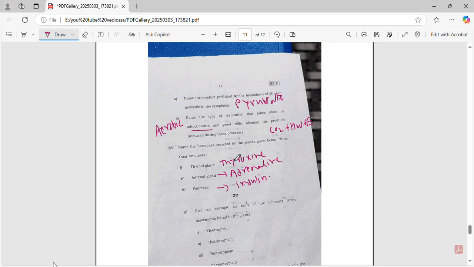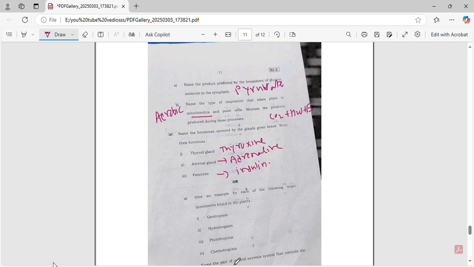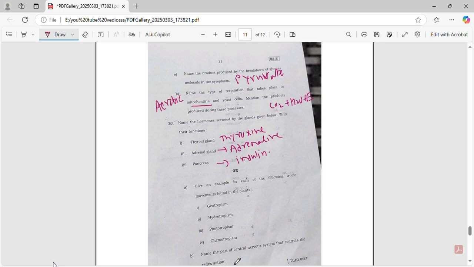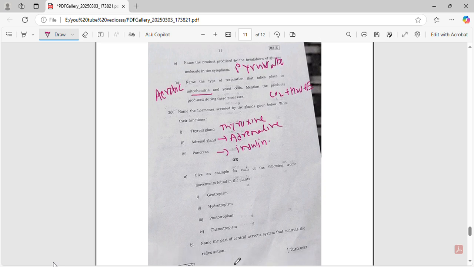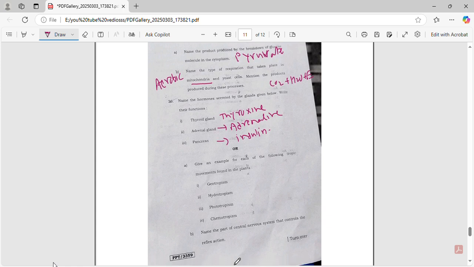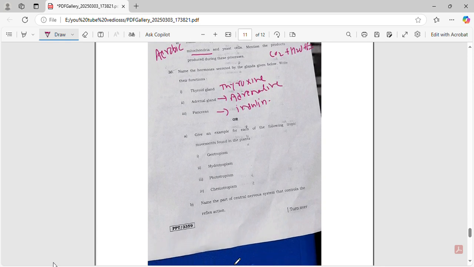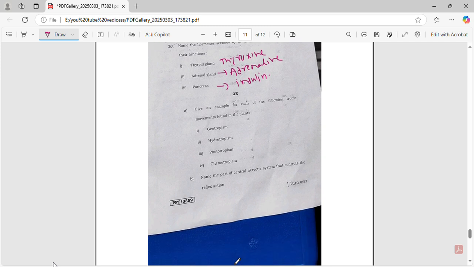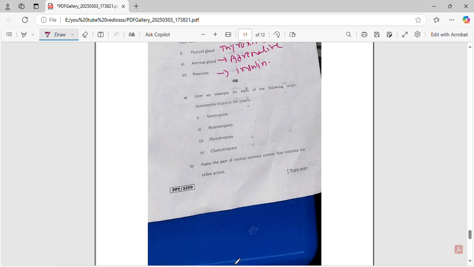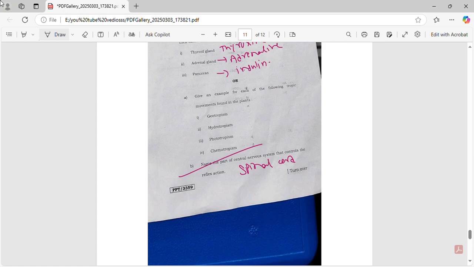Oh, very easy it was, right? Give an example for each of the following tropic movements found in plants. Root moving towards the earth, geotropism; root moving towards water, hydrotropism; shoot moving towards the sunlight, phototropism. Then you can say pollen tube grows towards the ovary, that is chemotropism. Name the part of the central nervous system that controls reflex action. Spinal cord. What is the answer? Spinal cord. Okay. Good question paper made by them.